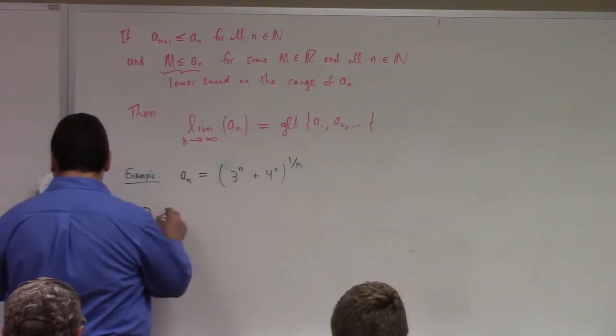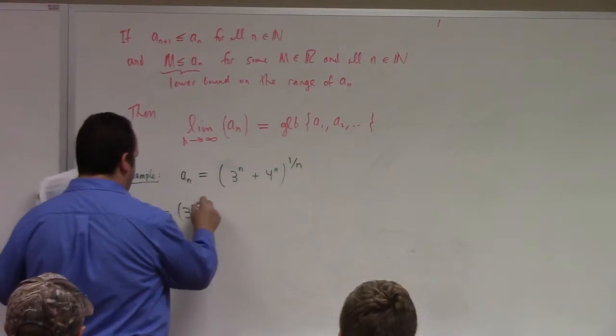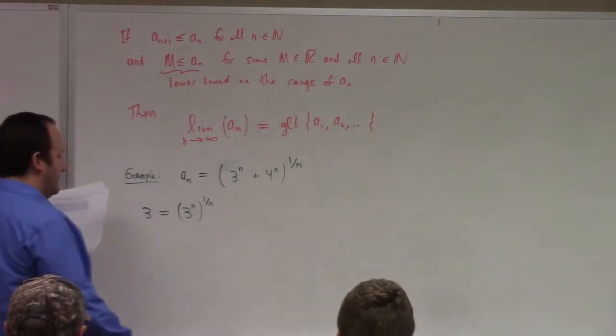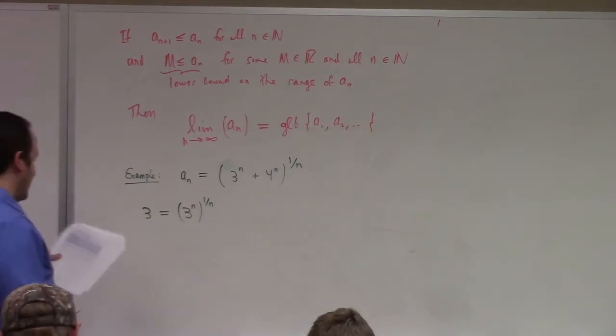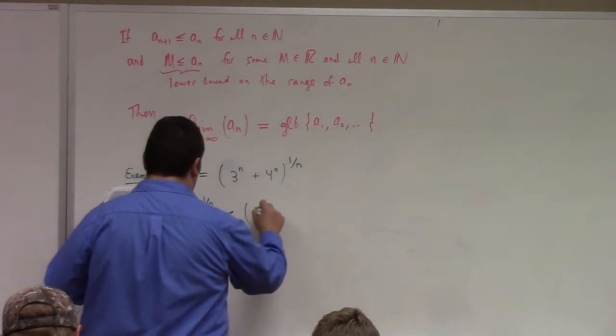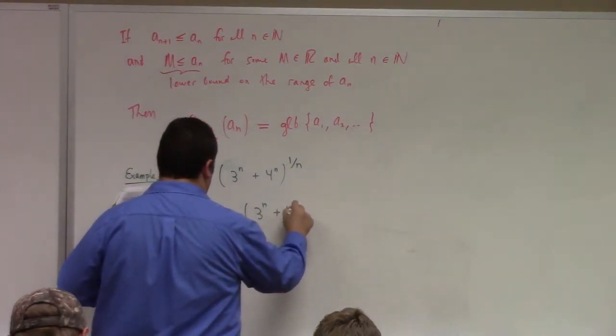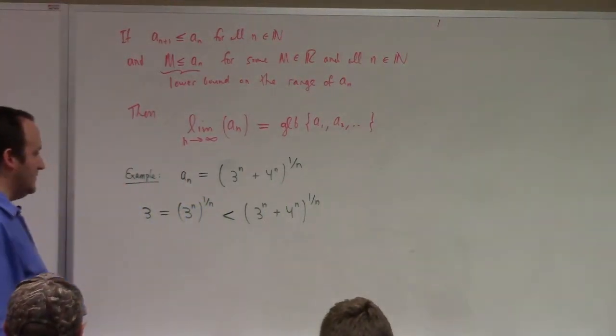3 is equal to, very sneaky, 3 to the n to the 1 over n. Aha! You get that one? And this is clearly less than 3 to the n plus 4 to the n, all to the 1 over n. I think that's reasonable, right?